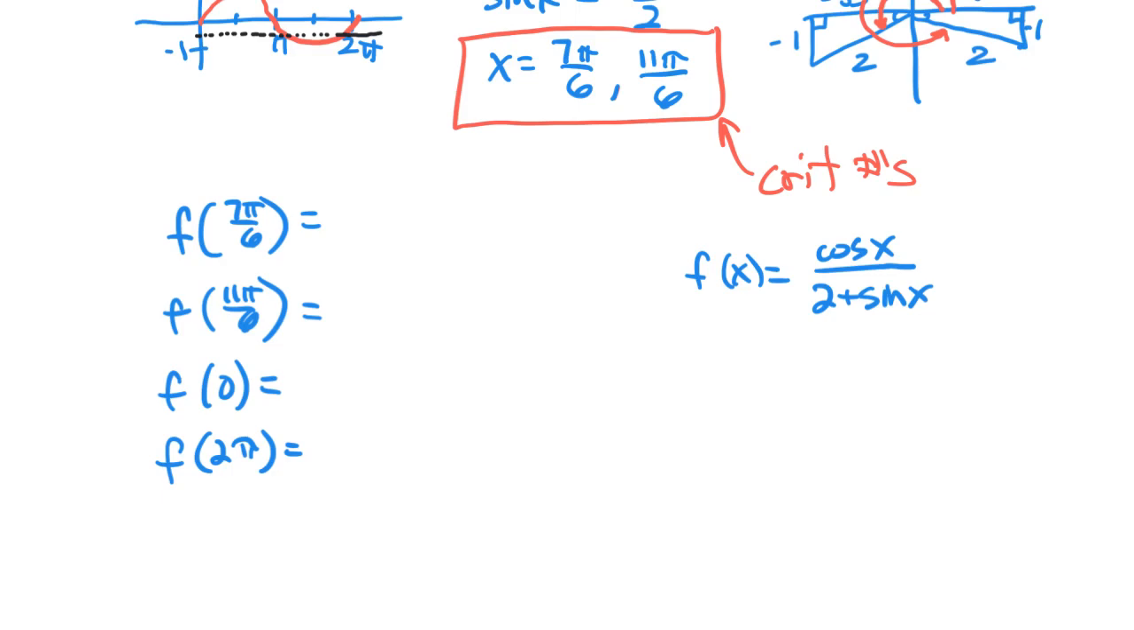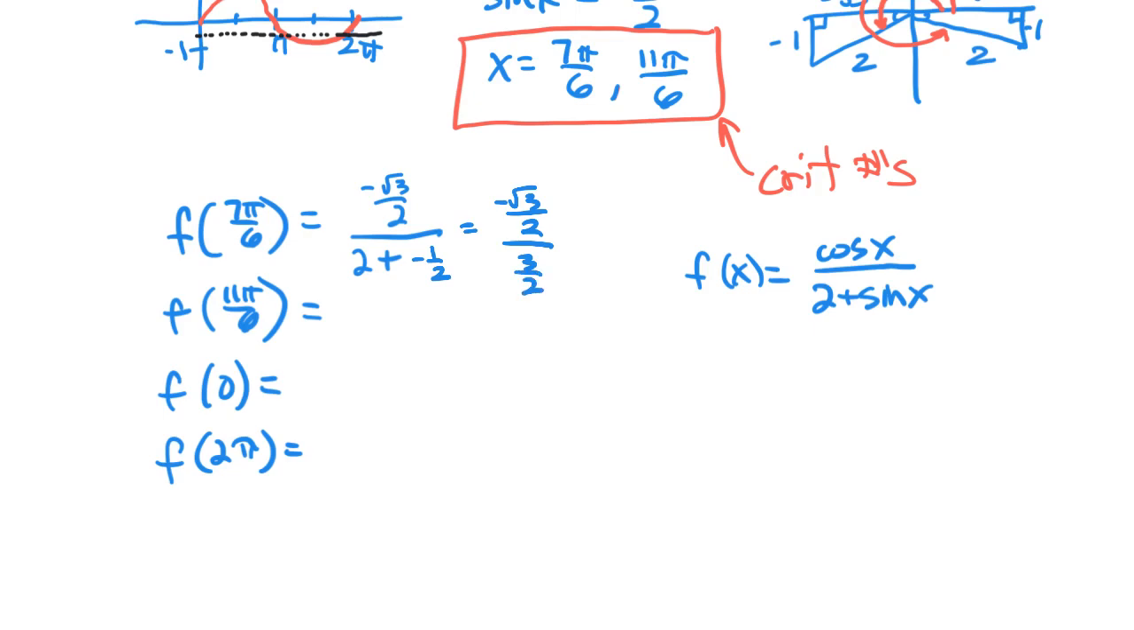So in this case, it's going to be negative square root of 3 over 2 over, and now we look at the 2 plus sine of x. So you get 2 plus, and then we figure out sine of x. Well, sine of 7 pi over 6, sine being opposite over hypotenuse, is negative 1/2. So this is 2 plus negative 1/2, which gives negative square root of 3 over 2 divided by 3 over 2.